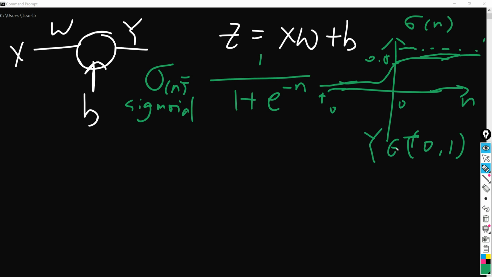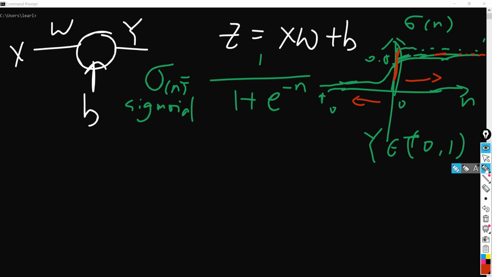The advantage compared to last time, remember the unit function, is that every point here has a different slope. If it's in the middle, the slope is larger compared to the two sides. When n increases or decreases, the slope gradually decreases to 0, and this is the beauty of this kind of function compared to just the unit step function.